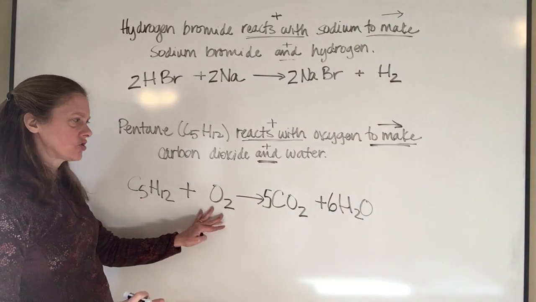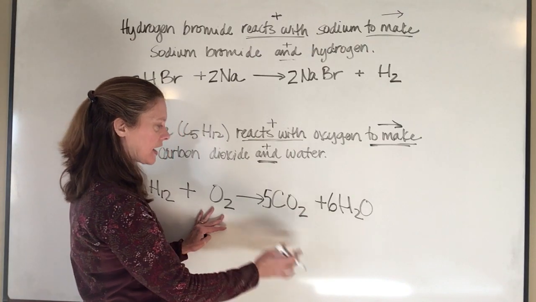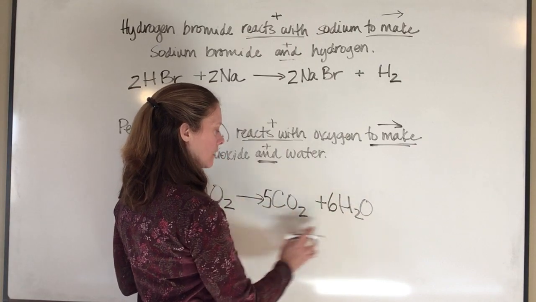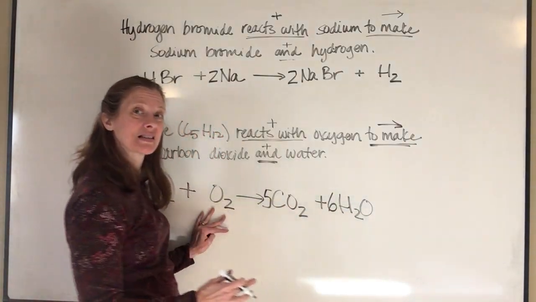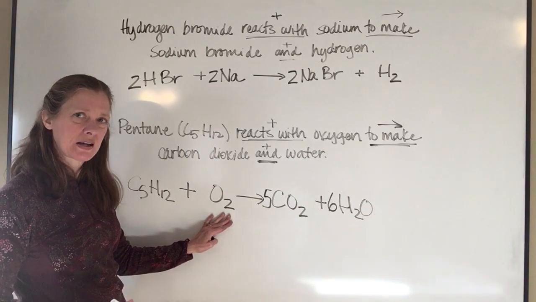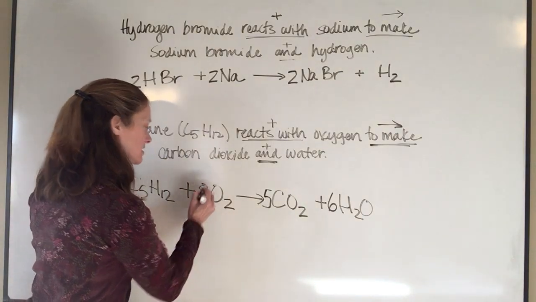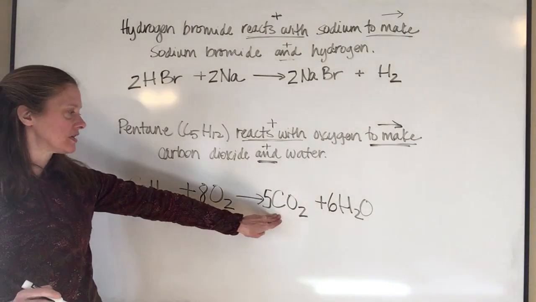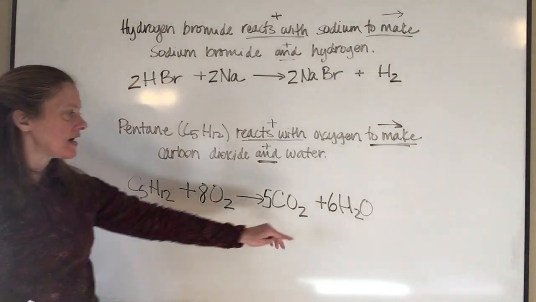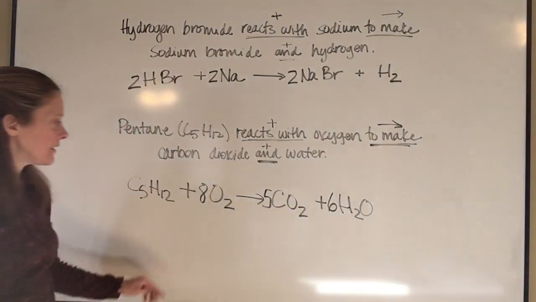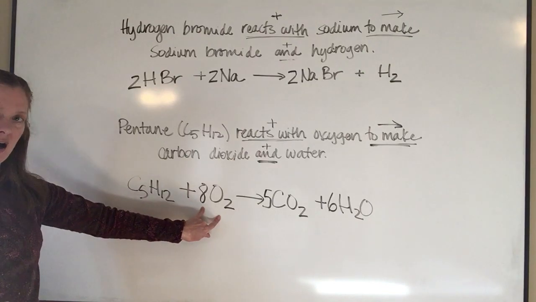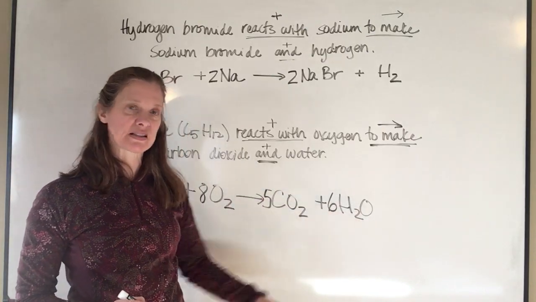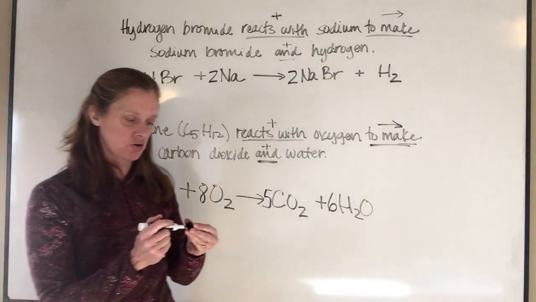Okay? 2 oxygens on this side. How many do I have on the opposite side? Well, I have 5 times 2 is 10 here, and I have 6 more here, so 10 plus 6 makes 16. What do I multiply 2 by to get 16? Well, that's going to be an 8. All right, so let's double check this. 5 carbons here, 5 on this side. 12 hydrogens on this side, 6 times 2 is 12 on this side. I have 8 times 2 is 16 oxygens here. 5 times 2 is 10 oxygens, plus 6 more makes 16. So I have 16 oxygens on each side.